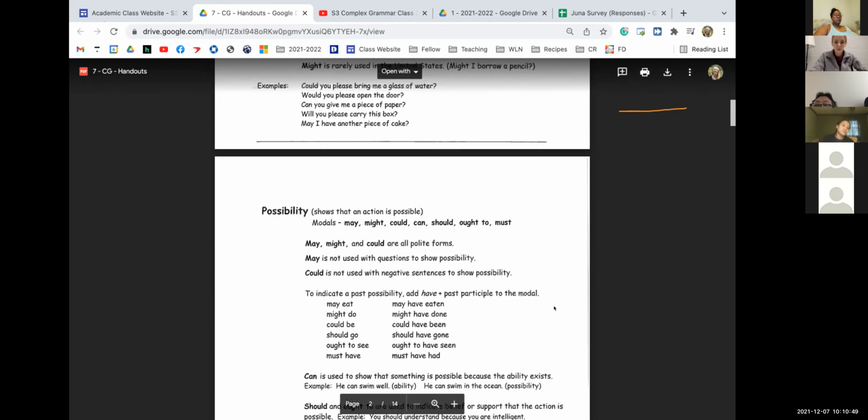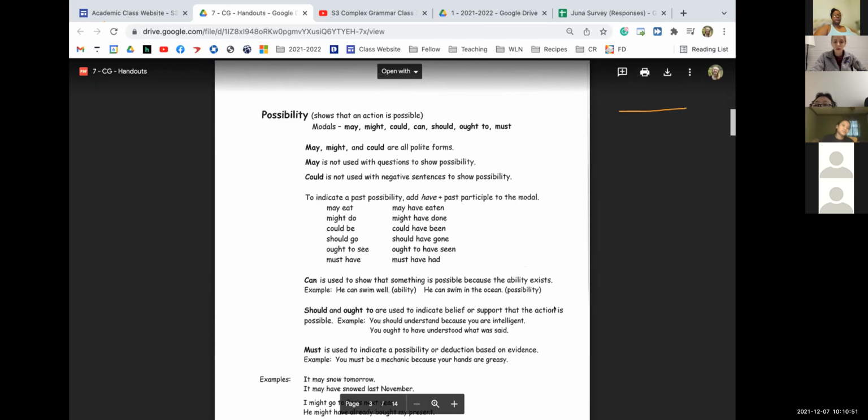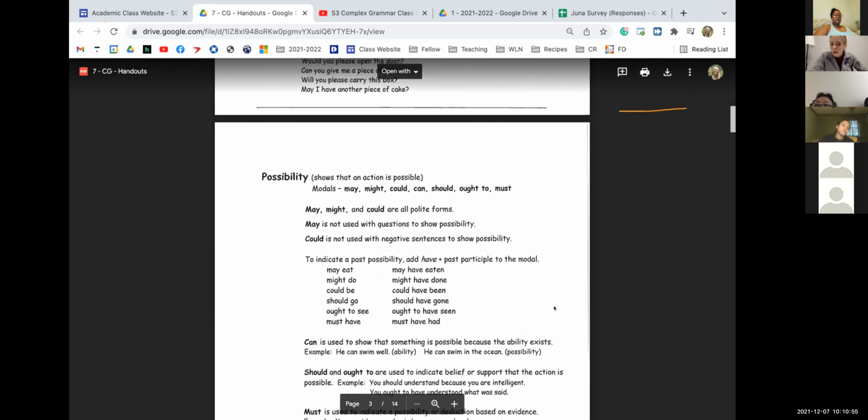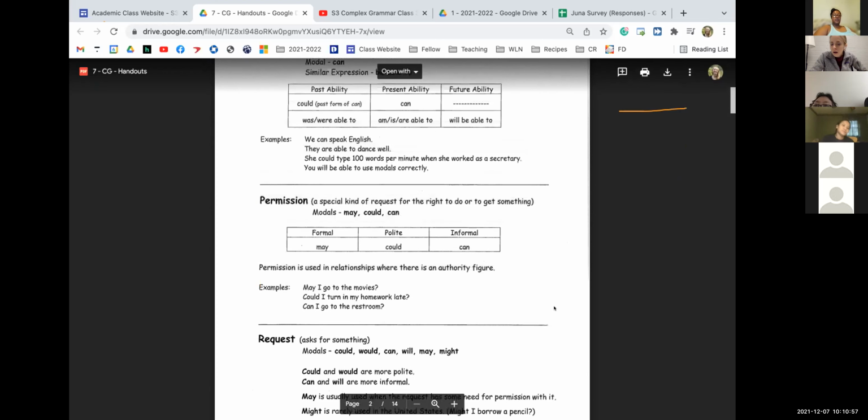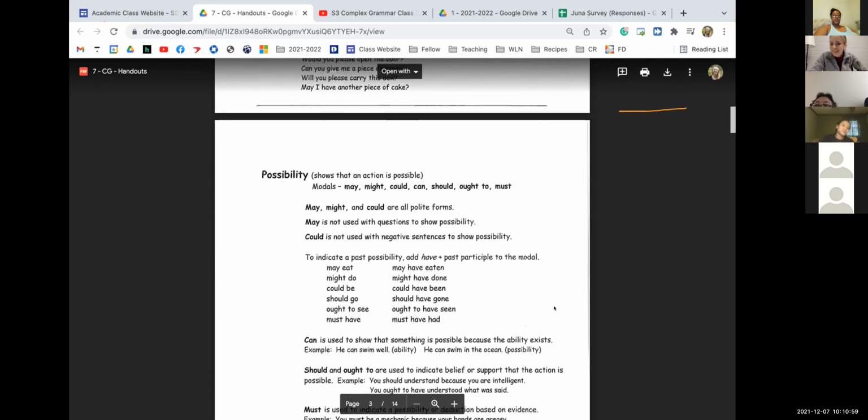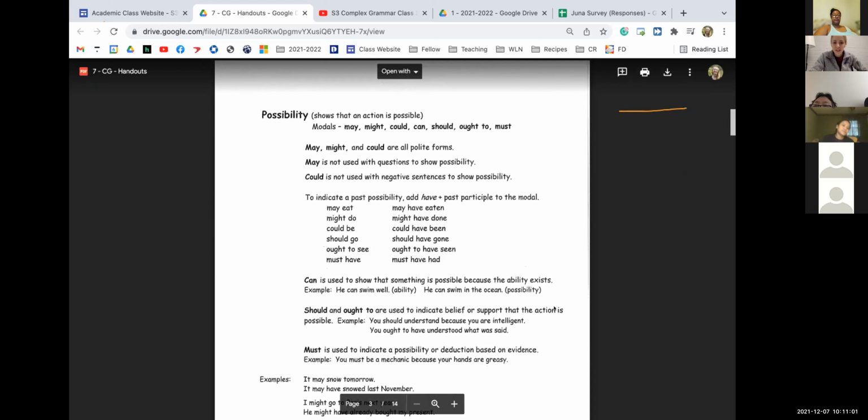We talked about possibility. Please scroll down. Other way, please. Oh, this way? Yes. Okay. Here is the possibility. It's not possible. Yes, it is written: could is not used with the negative sentence to show possibility.